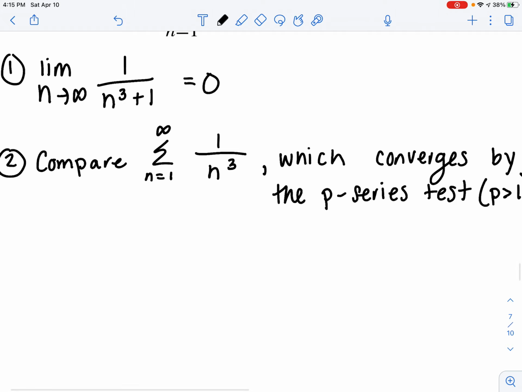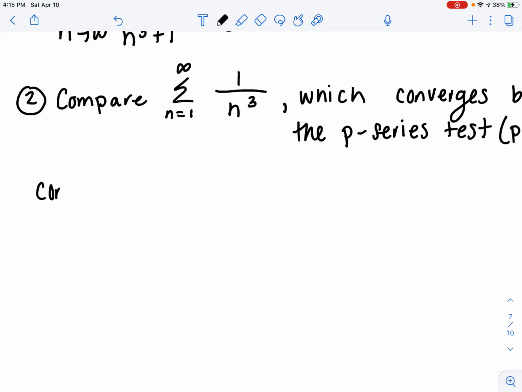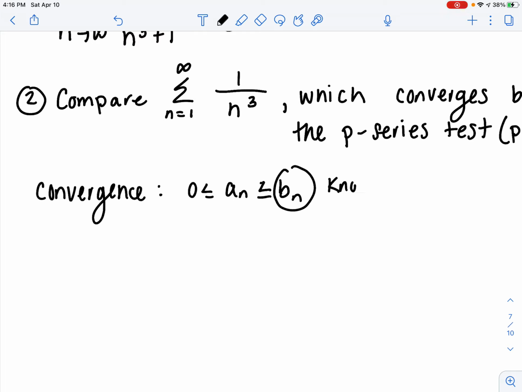Right, so you want to pick a series that you can very quickly prove the convergence or divergence of. Now, since this converges, we want it to be bigger than the one that we're trying to prove about. Right, so for convergence in direct comparison, we need 0 to be less than or equal to a of n, less than or equal to b of n. Right, where we know this one. Right, we know this converges.